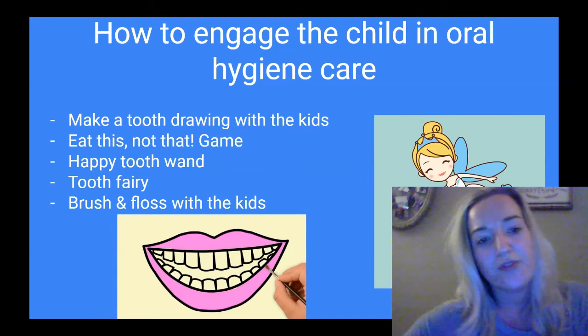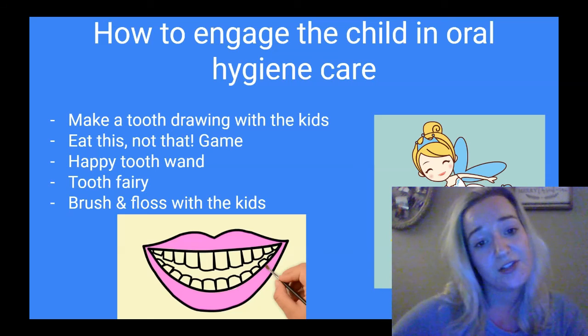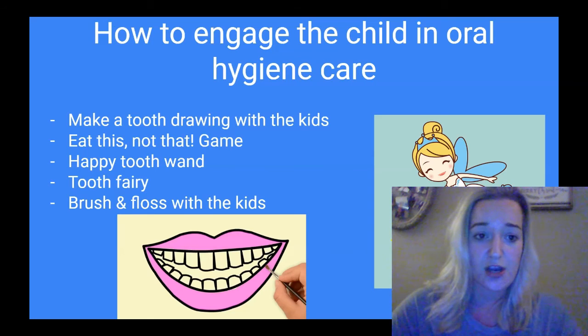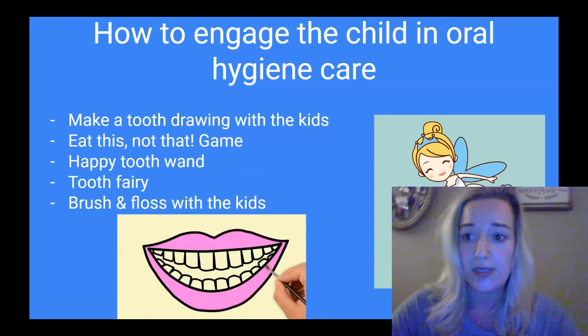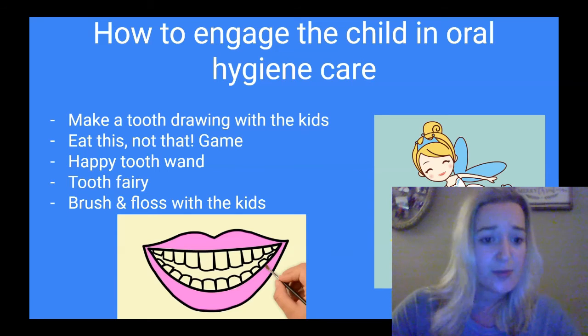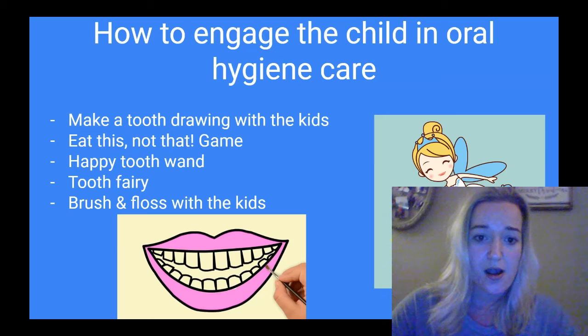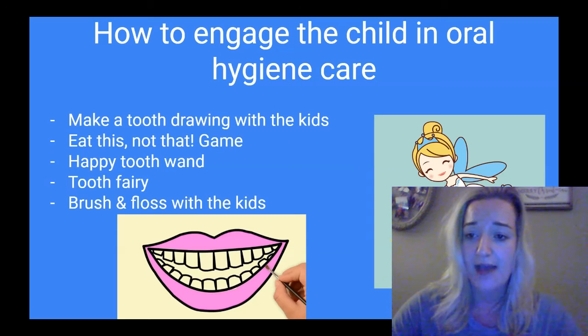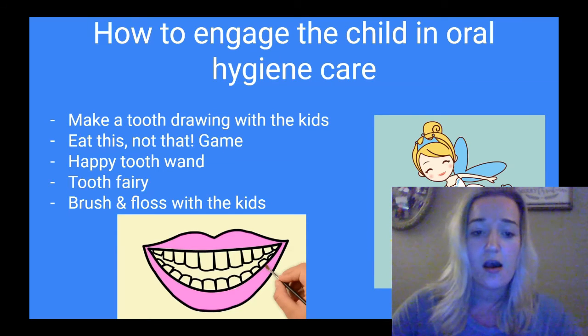So, just a quick review. Some risk factors of ECC are, like I said, sleeping with a bottle containing milk, formula, or sweet juices, frequent snacks, a lot of sugar, parents or caregivers not brushing a child's teeth or not brushing with them, and siblings and parents that have cavities, which you can pass on by kissing them, sharing utensils, or cleaning the pacifier in your mouth, and drinking low fluoride water.